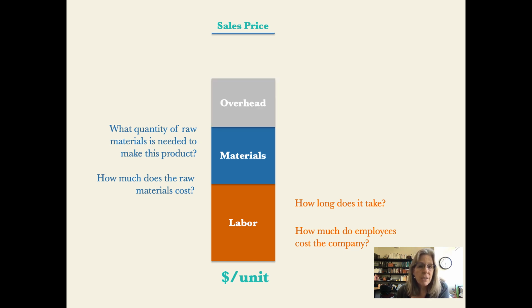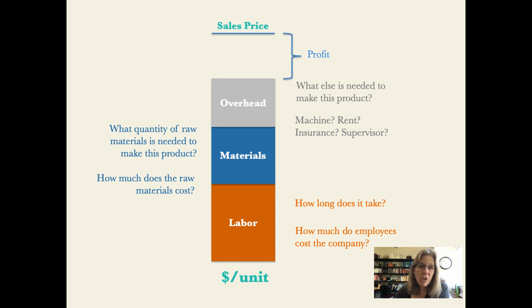And then the third area is overhead. And this is sort of everything else. So what else is needed to make this product? And it's a little bit funny because there's some things in overhead that aren't included in this dollar per unit cost, but we'll talk about that more fully when we look at overhead cost in another video. So we want to include things like the cost of the machine, the rent, the supervisor's salary, all of the things that are in support of making that. And then hopefully this little bit at the top here, the difference between all of the 3 costs and the sales price, is the profit.